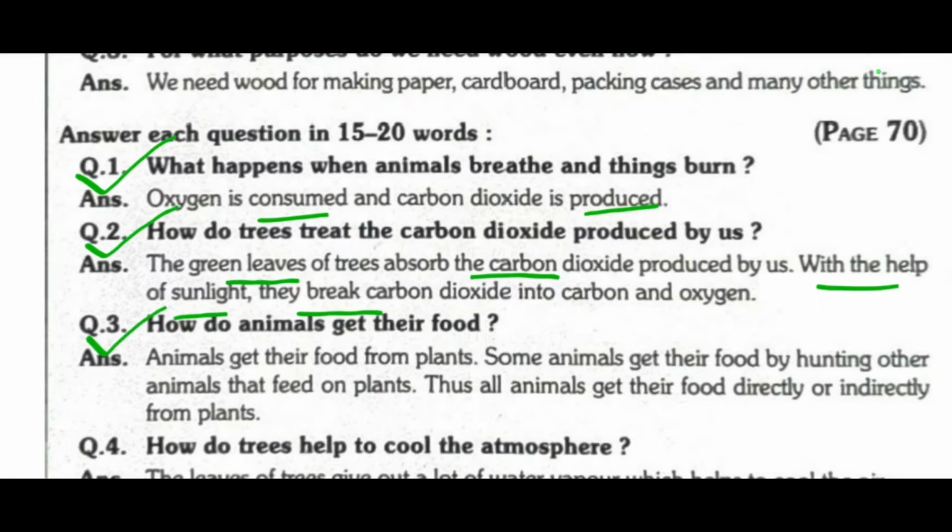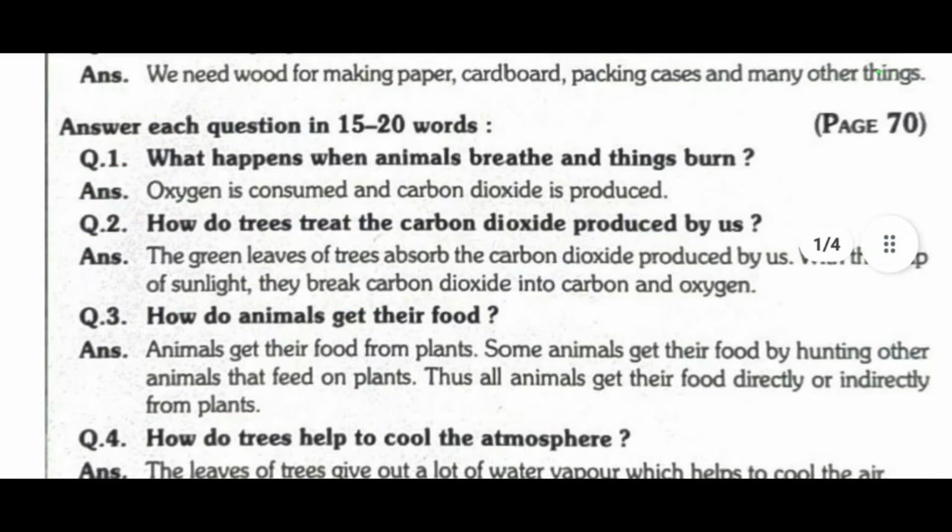Then question number 3, how do animals get their food? Animals get their food from plants. Some animals get their food by hunting other animals that feed on plants. Thus, all animals get their food directly or indirectly from plants.